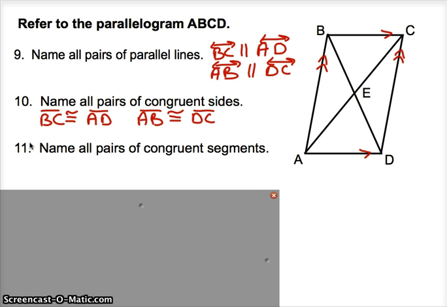Name all pairs of congruent segments. Now, not only do we get the ones from above in problem number 10, so we get all of those still, because I still get opposite sides congruent, but I also get that the diagonals bisect each other. So if I look in here, I should get that BE and DE are the same, so I can write those down. And the other diagonal would have gotten bisected as well. So I should know that CE and AE are also congruent.